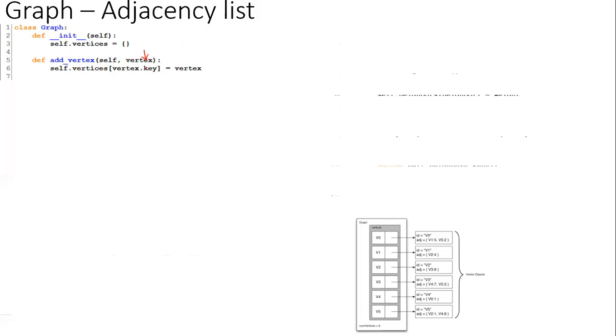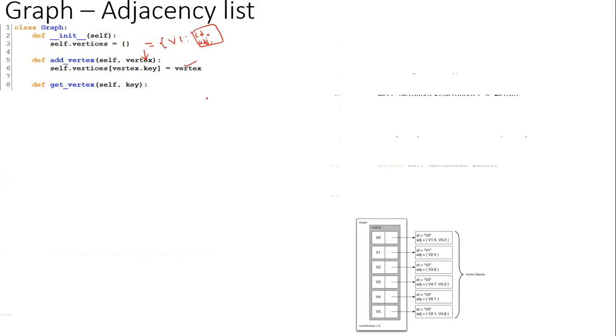Now, this is a dictionary, and the key will be the vertex object, got it? Whatever object we created, we create with the help of the ID and also the adjacency list. That will be connected to this V1 by associating the vertex object to the key. That's for adding a vertex.